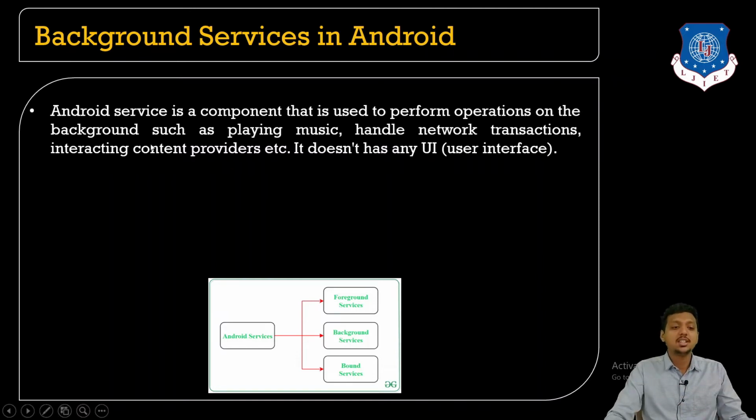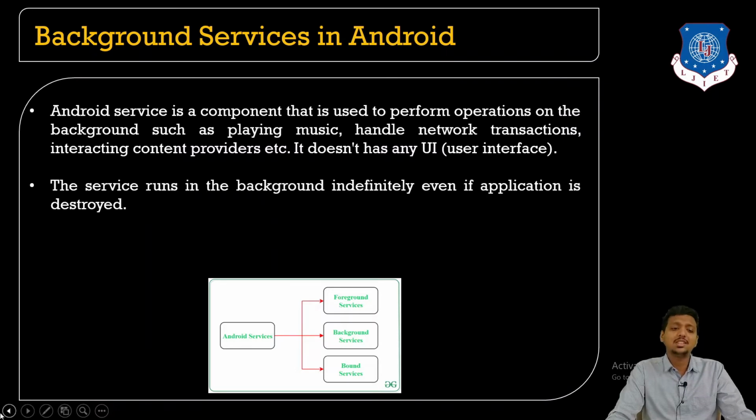So an Android service is a component that is used to perform operations in the background, such as playing music, handling network transactions, interacting with content providers, or any other downloading process. Background services have no UI, that means they do not contain any UI component. The Android services can be divided into three different types. Number one is foreground services, then background services, and bound services.